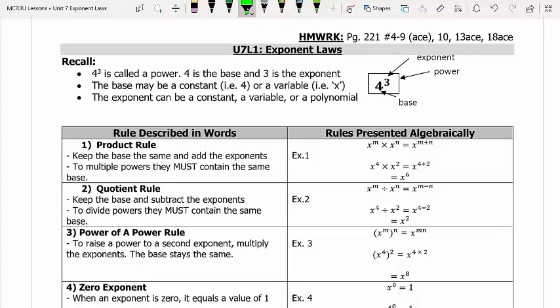Unit 7, Lesson 1, Exponent Laws. So this is a review of grade 9 and grade 10. Okay, so this should be quite easy for you.